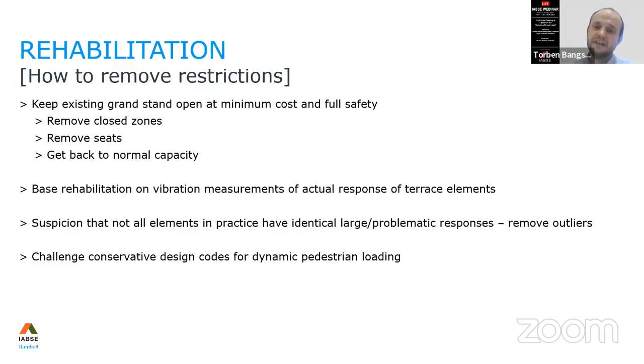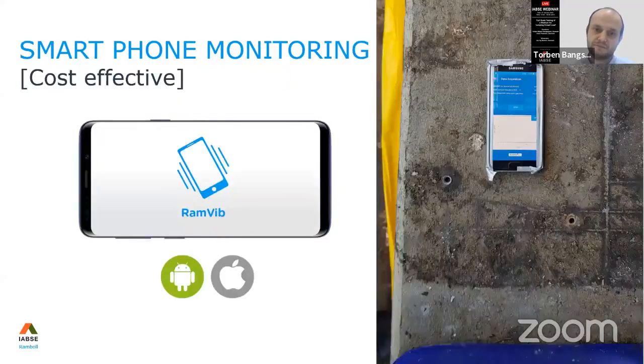So essentially, the thinking was that we needed to understand the nature of the response in a larger respect and understand if we could find a way to remove these outliers that had the largest response. At first, we needed to do some cost-effective monitoring because we had 100 elements that needed to be monitored in some way or the other. So at first we started using smartphone monitoring. Ramboll has their own app that is freely available, can be used for both short-term and long-term monitoring. And we were able to do remote login and remote access to the phone and also remote upload directly to the cloud, so that it was quite efficient.